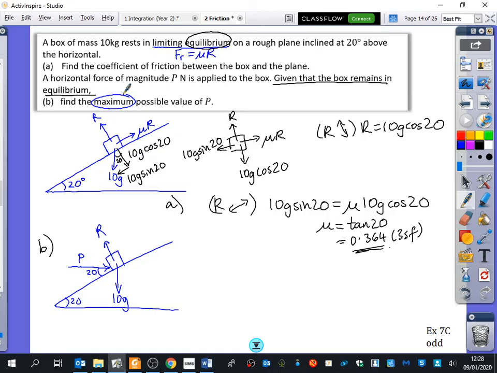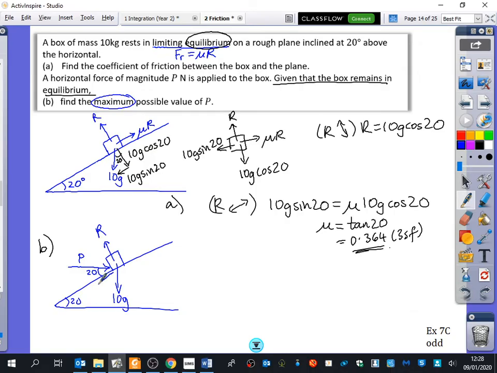What would happen if something is about to move up the slope, Ekram? Friction would now be acting down the slope. So you cannot just go to this previous diagram and add in P, because friction is going up the slope. It doesn't make sense. You have to pause and think: if I'm interested in P being as big as possible, it's going to start moving up the slope, just about to start moving up the slope.